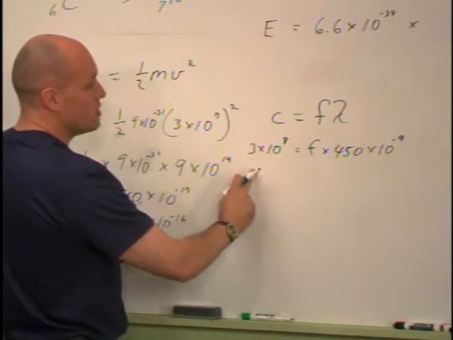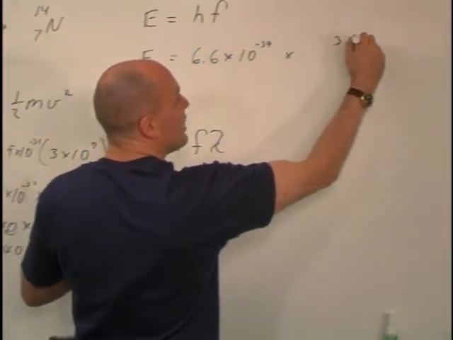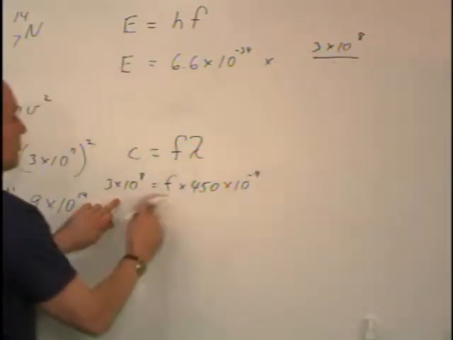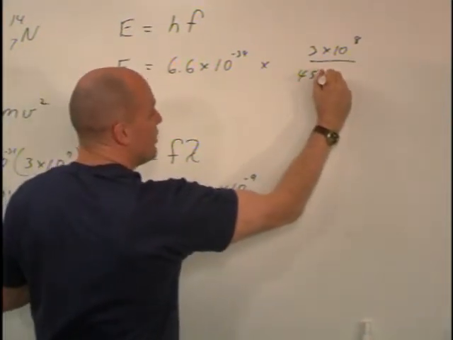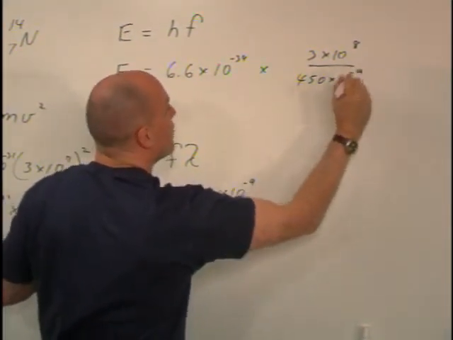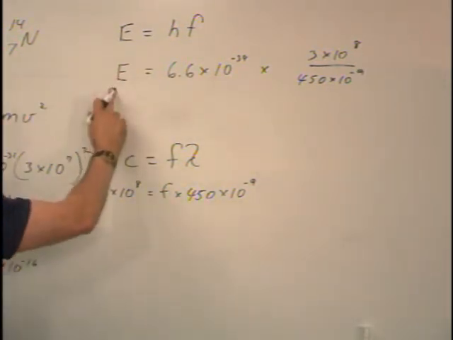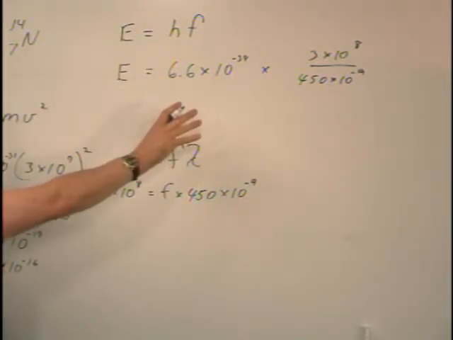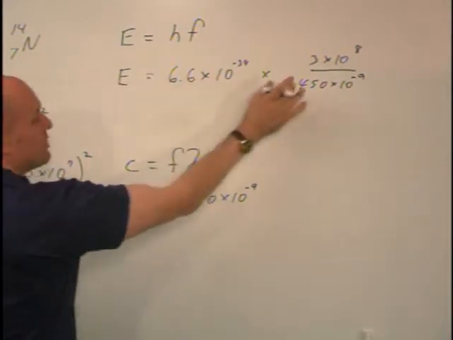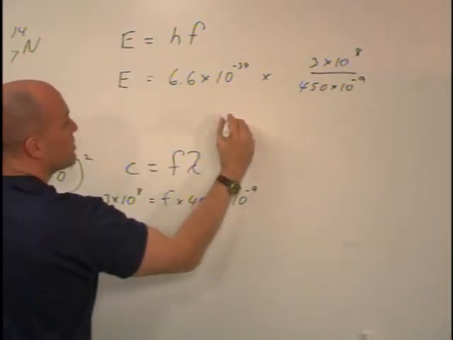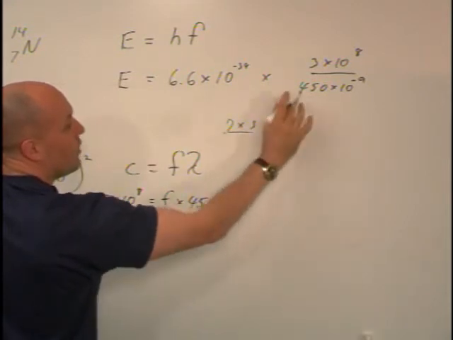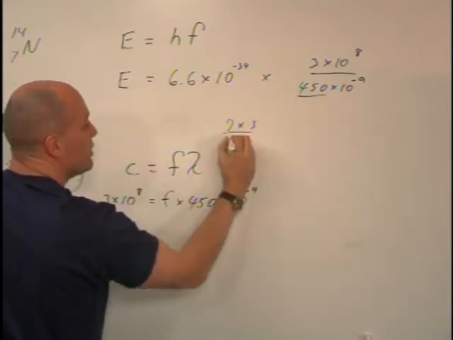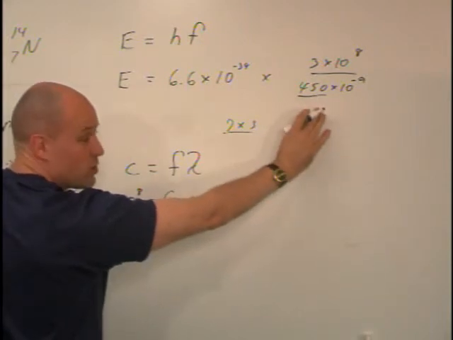So F is equal to 3 times 10 to the 8th divided by 450 times 10 to the negative 9th. Okay, so here's my equation. Now when you get this kind of stuff on the MCAT, remember we're going to take the mantissa portion and do that separately. So we basically have 7 times 3 over, and I'm going to put this into scientific notation, 4.5 times 10 squared, right?